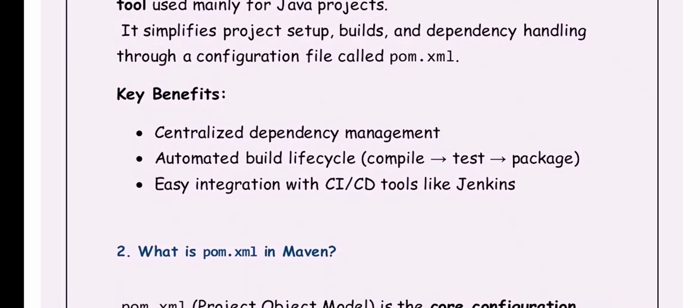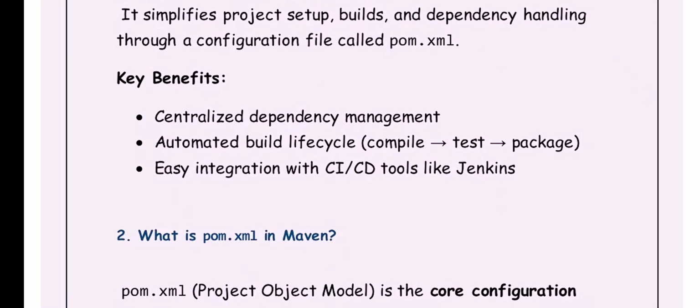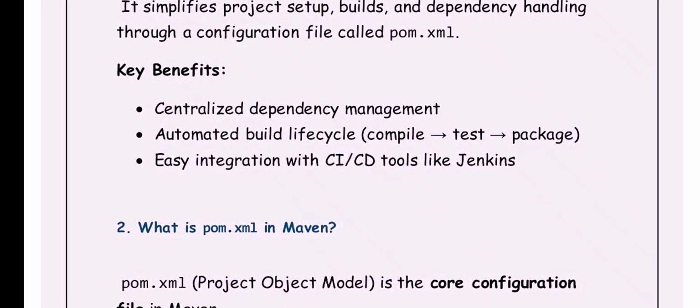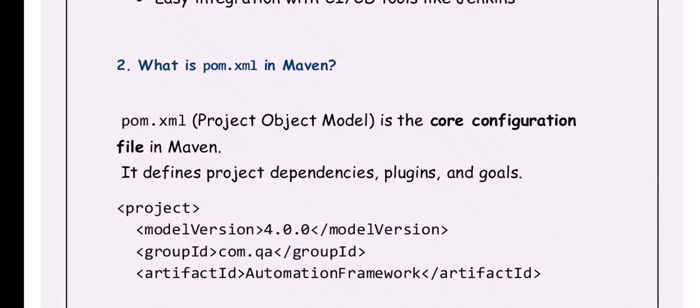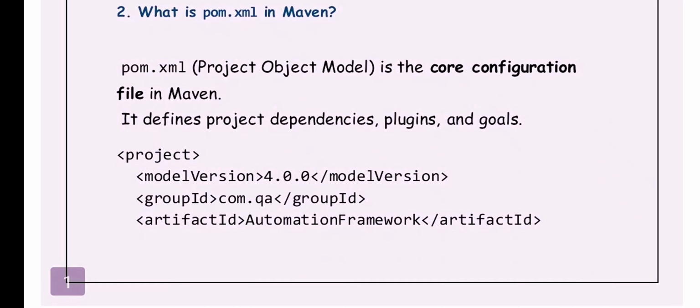The key benefits of Maven are centralized dependency management, an automated build lifecycle, and easy integration with CI/CD tools like Jenkins. And the next question is: what is the pom.xml file, or POM, in Maven?